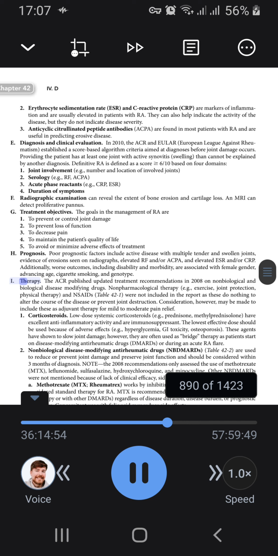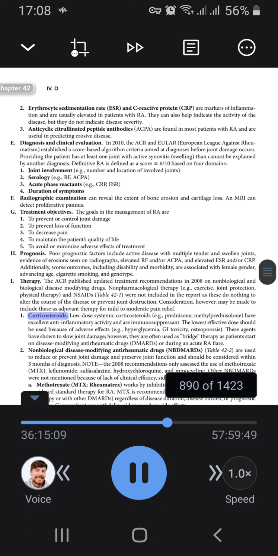First therapy. The ACR published updated treatment recommendations in 2008 on non-biological and biological disease-modifying drugs. Non-pharmacological therapy, for example, exercise, joint protection, physical therapy, and others, were not included in the report as these do nothing to alter the course of the disease or prevent joint destruction. Consideration, however, may be made to include these as adjuvant therapy for mild to moderate pain relief.